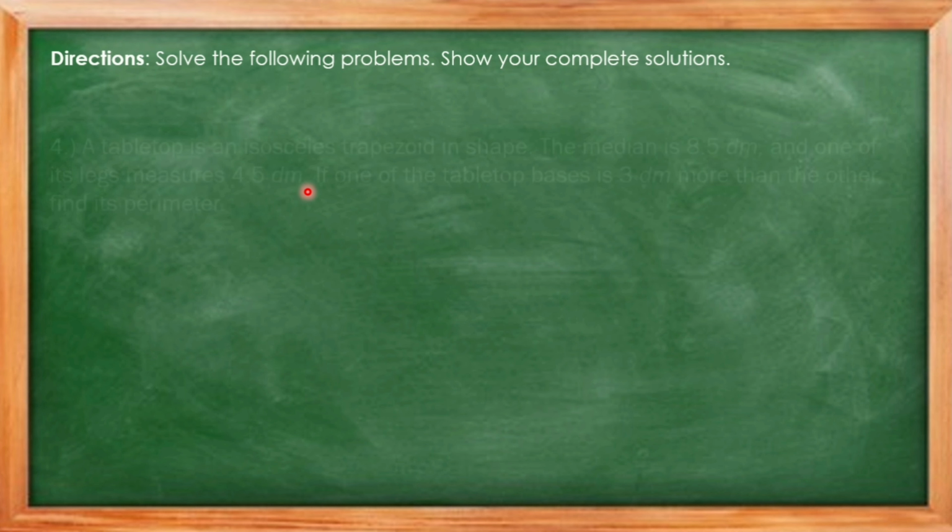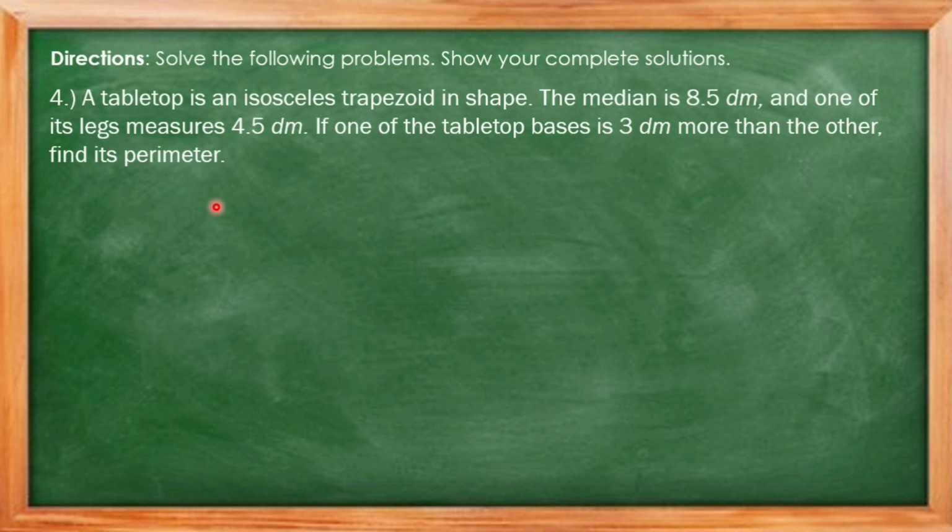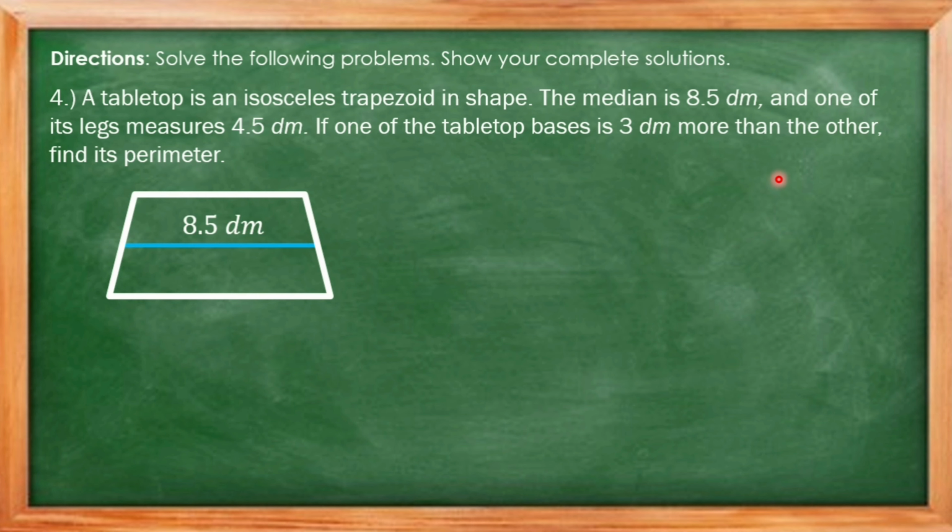Okay, next. Problem number 4. A tabletop is an isosceles trapezoid in shape. The median is 8.5 decimeter and one of its legs measures 4.5 decimeter. If one of the tabletop bases is 3 decimeter more than the other, find its perimeter. Okay, so let's draw an isosceles trapezoid. At ang median niya daw ay 8.5 decimeter and one of its leg is 4.5 decimeter. So, since isosceles trapezoid yan, ibig sabihin yung kabilang leg niya ay 4.5 decimeter din.